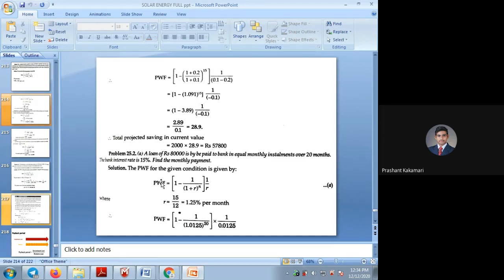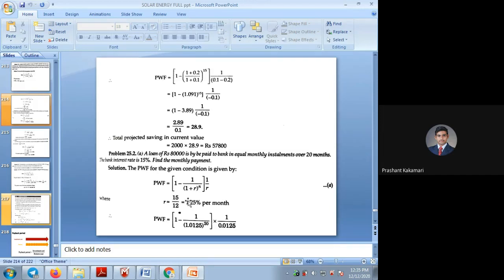Similarly, next problem we can see a loan of rupees 80,000. Now see, loan is taken. Loan of rupees 80,000 is paid to the bank in equal monthly installments over 20 months. So life given here is 20 months only. Loan taken amount is 80,000 rupees. Bank interest rate is 15%. So interest rate is given.